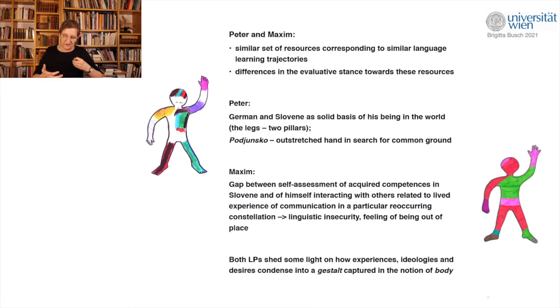The gap between his competences and his emotionally lived experience of language has its repercussions on the image he presents of himself as a communicatively acting, speech-endowed being. Both language portraits shed some light on how experiences, ideologies, and desires condense into a gestalt that can be captured in the notion of the body image, which in turn can help to understand the gap between acquired resources and the possibility of realizing them in situated interactions and bringing them into spatial repertoires.